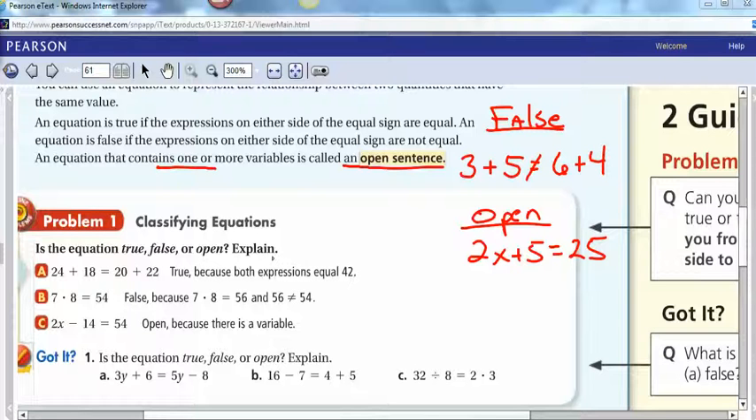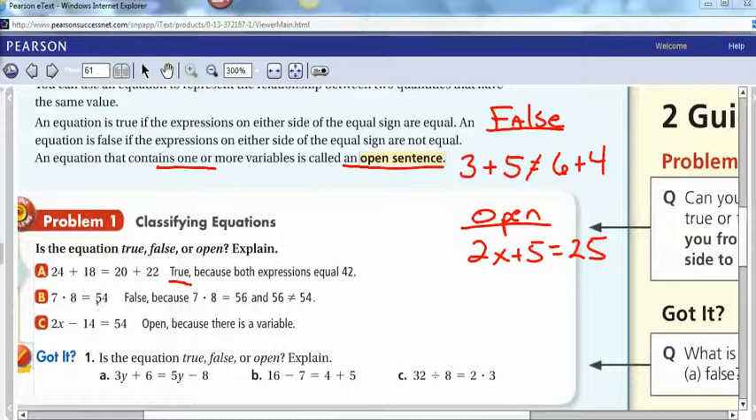All right, and then right down here, do you see how the book now explains everything that I just explained? Yeah. 24 plus 18 is how much? Quick, add it together. 24 plus 18. 42. Good. What's 20 plus 22? Good. True, false, or open? True.